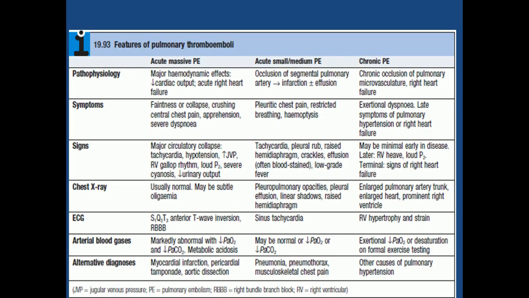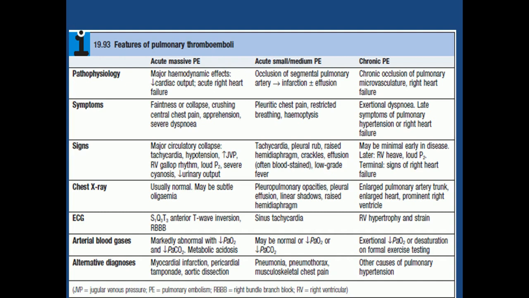This slide contains a table that summarizes the clinical features of pulmonary embolism. Keep in mind that we have acute massive pulmonary embolism, acute small to medium-sized pulmonary embolism, and chronic pulmonary embolism. We speak about the acute massive and acute submassive, or small or medium-sized, pulmonary embolism.